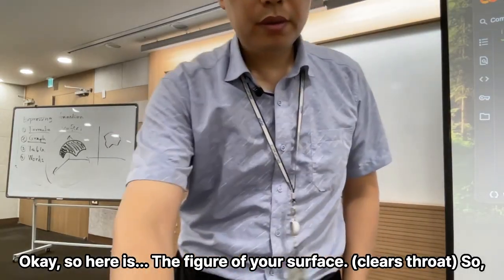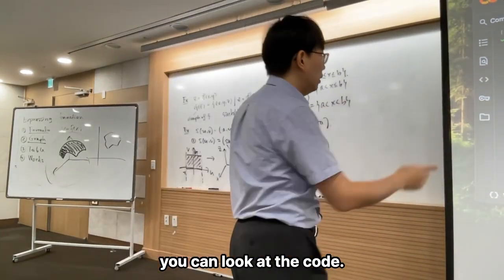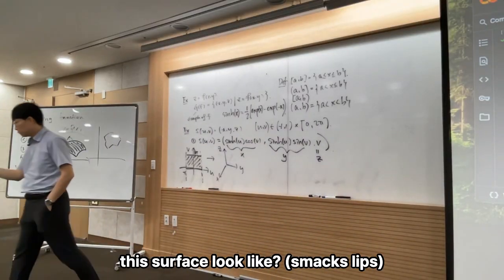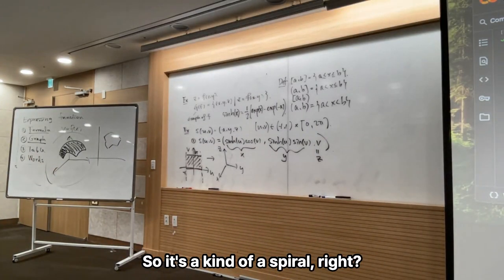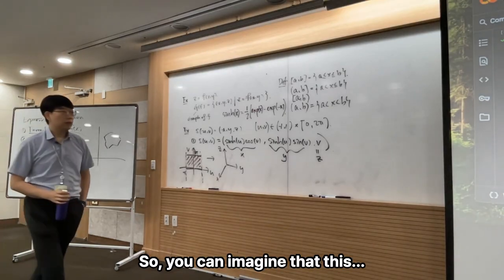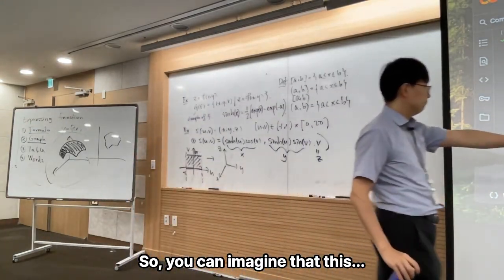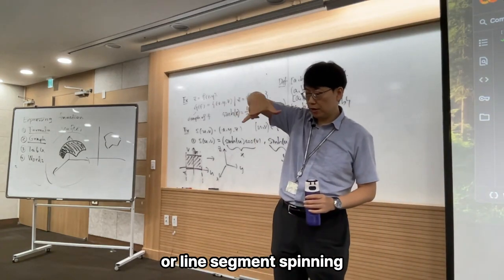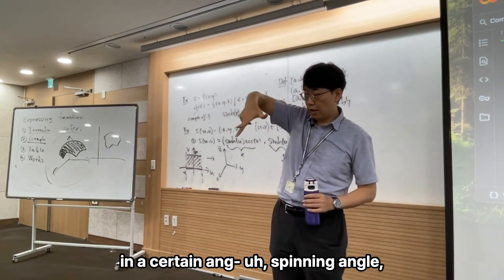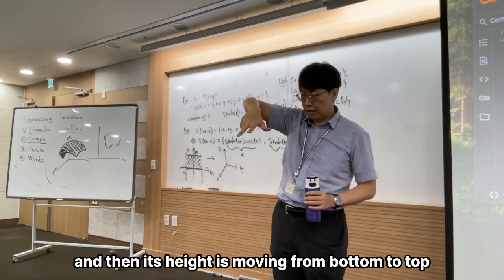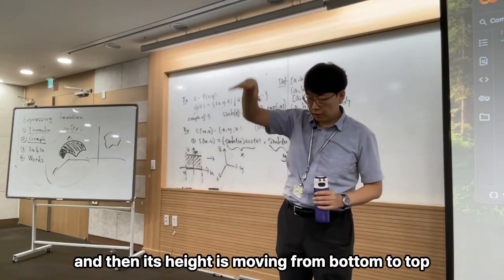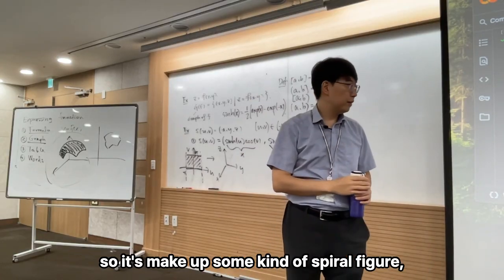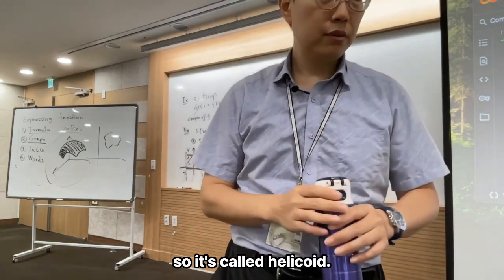So you can look at the code. What does this surface look like? It's a kind of spiral, right? You can imagine that this surface is created by the trajectory of a curve or line segment spinning at a certain angle, and its height is moving from bottom to top at a certain speed. So it makes up some kind of spiral figure. It's called a helicoid.